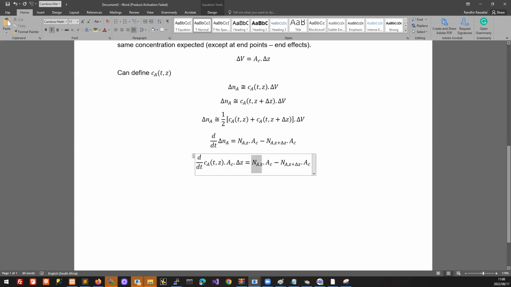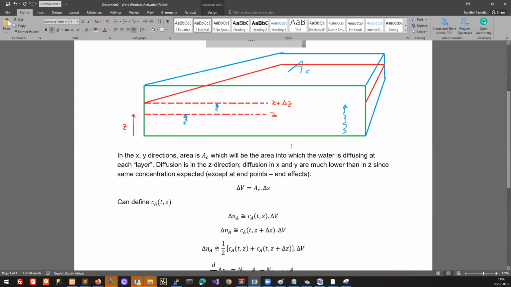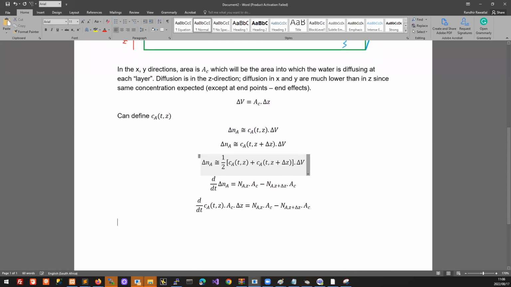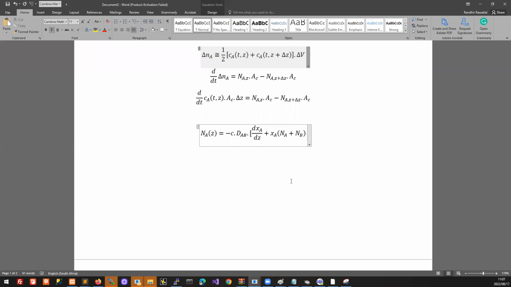And then this NAZ is something we need to unpack. So let's go back to our general expression, and let's see in this context, how would we write this? So our NA as a function of Z looks like this. And let's just remind ourselves here that this gradient is a Z value as well. So this is the gradient at position Z. These are also at position Z.